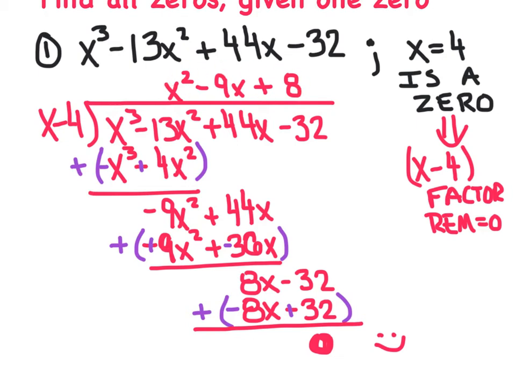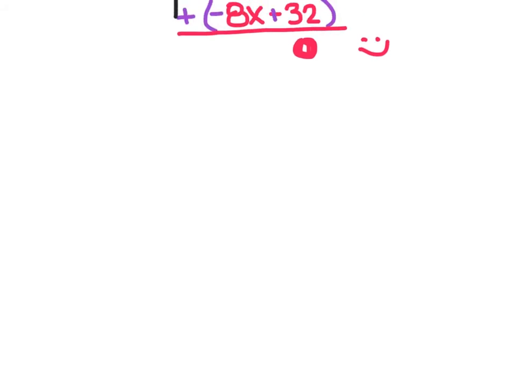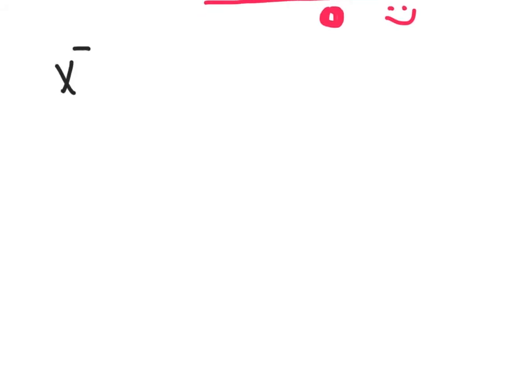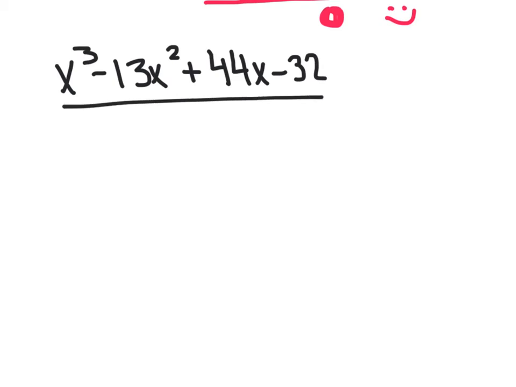Okay, let's review the terminology again. X cubed minus 13x squared plus 44x minus 32, that was my dividend, okay? And the divisor was x minus 4, and I got x squared minus 9x plus 8. So let's rewrite that first and foremost as a quotient and see what it looks like. As a quotient, I'm going to say x cubed minus 13x squared plus 44x minus 32 divided by x minus 4 equals x squared minus 9x plus 8.